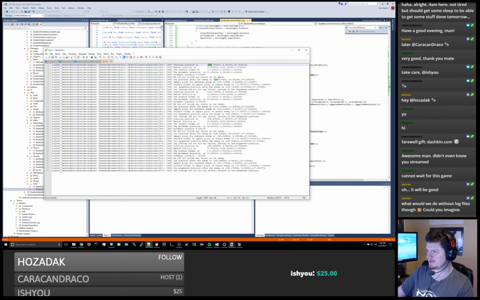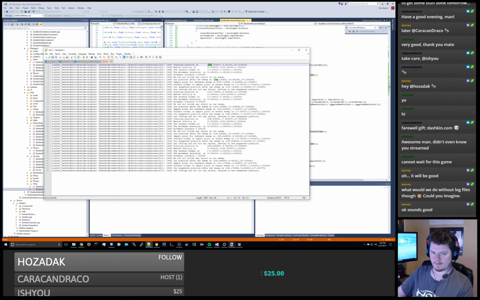So our starting position, and I'm betting that impact point is moving us backwards in, yeah, it's moving us in the X direction as well. So movement distance is 5, we did not, our position after the sweep is such, which is looking good.